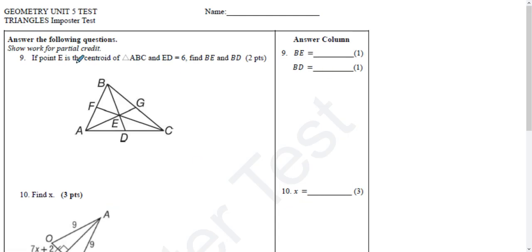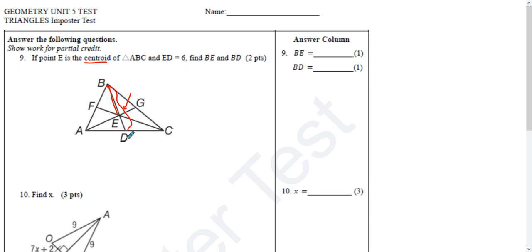Page 2 of the test. Now we have to put that into practice. A centroid, the thing that we know about the centroid, is where the medians met. Okay, so there's 2 segments it's asking us to find. The first one is BE. The second one is BD. That's the whole line.